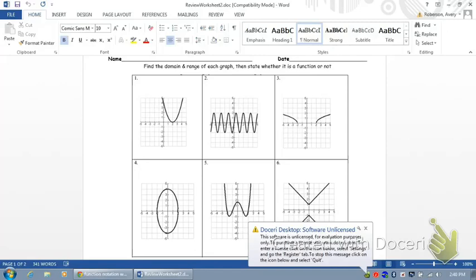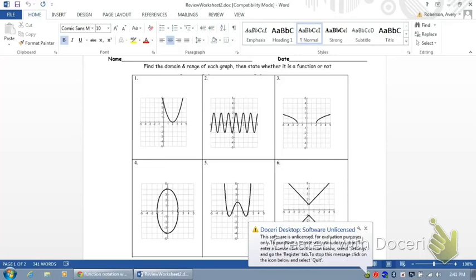So what you're gonna do for these 6 problems is you're gonna find the domain and range of each graph and state whether it's a function or not. So let's remember that a domain is talking about your x values, your range is talking about your y values. Okay? And we know it's a function or not if we use the what? You're right, the vertical line test. Okay? So let's go ahead and get started.